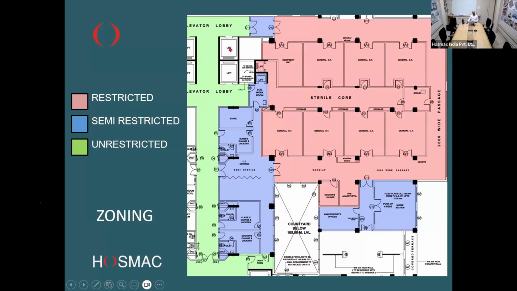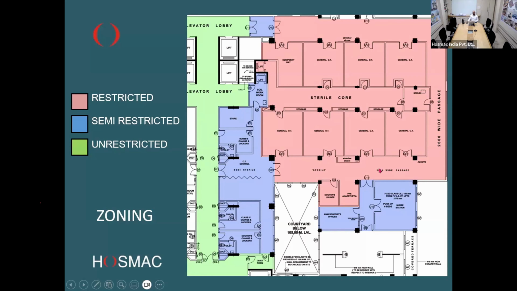So this is the elevator lobby from which the patient is expected to be brought in. These areas in green are unrestricted areas. Now they are brought into this zone where the surgery staff takes over the patient, and this is the hold area, which of course is not seen because the furniture is not there. But this becomes a semi-restricted area. Beyond this, when the patient is taken into the operating room, this becomes a sterile zone or the restricted zone.